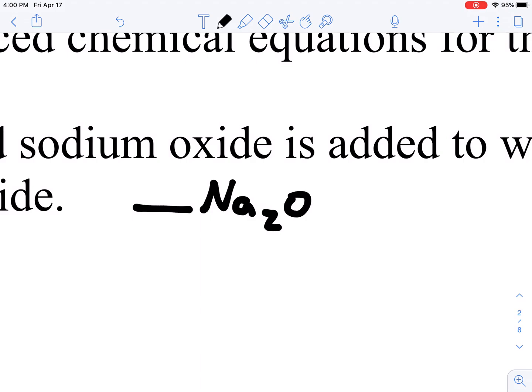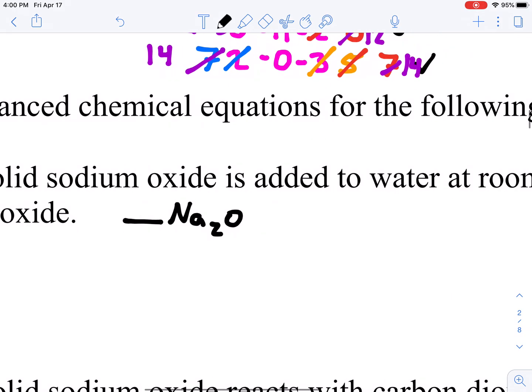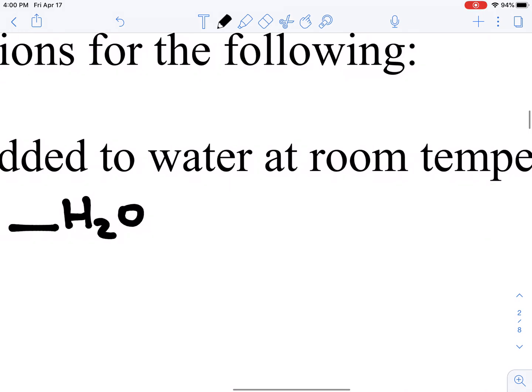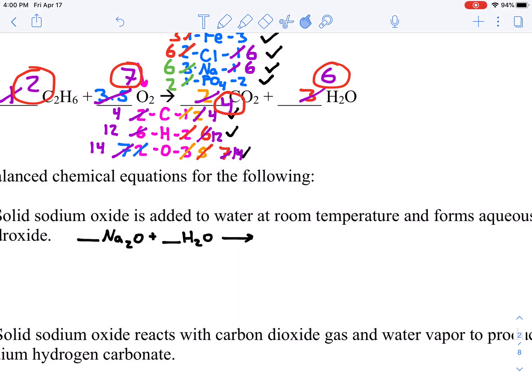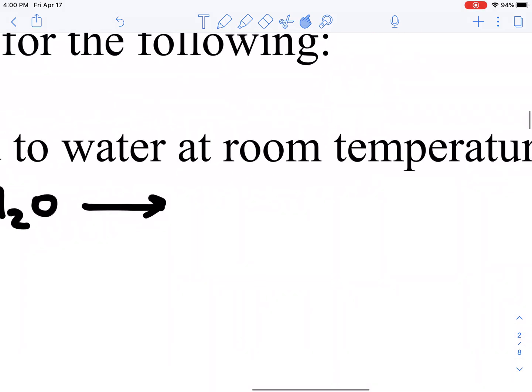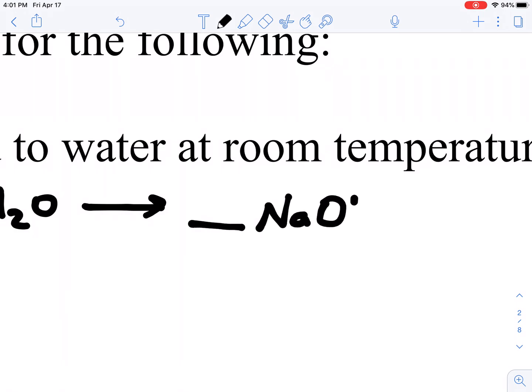Na2O. Where's the 2 come from? Well, Na is a +1, O is a -2. You'll notice that I'm leaving a blank for balancing. It says that's being added to water. So added to water, H2O, at room temperature. And then it says it forms. That's where the arrow comes through. We're not going to include the room temperature in our equation. It forms aqueous sodium hydroxide. So aqueous sodium hydroxide, well, sodium hydroxide is sodium, which is Na. Hydroxide is OH -1. So those go together nicely, and that is an aqueous solution.